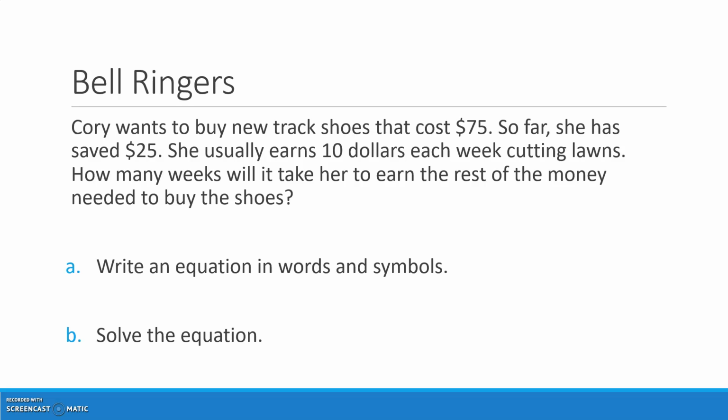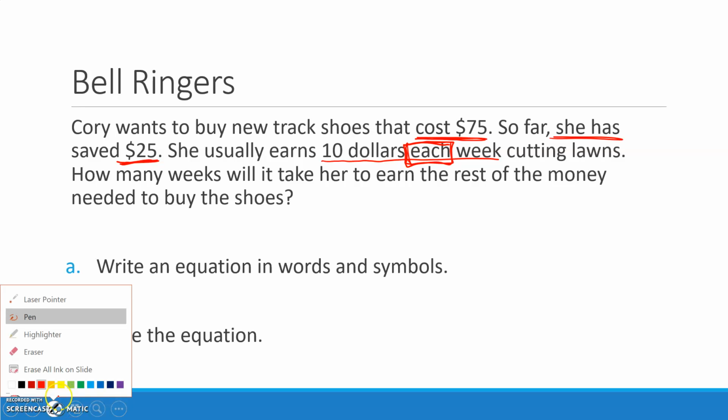So the important information is that the shoes cost $75, okay? And then we know that she has $25. This is the amount that she has so far. And then it says she usually earns $10 each week. And that word each is a good key word for us. We like the word each or per because it tells us that's where our variable is coming in. And so it says to write it in words and symbols. So let's start with the words.